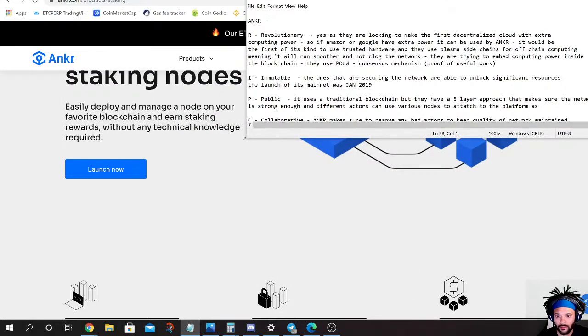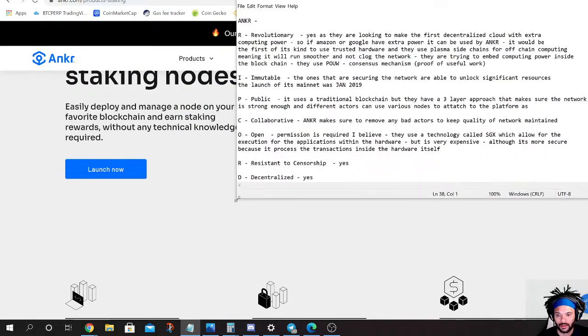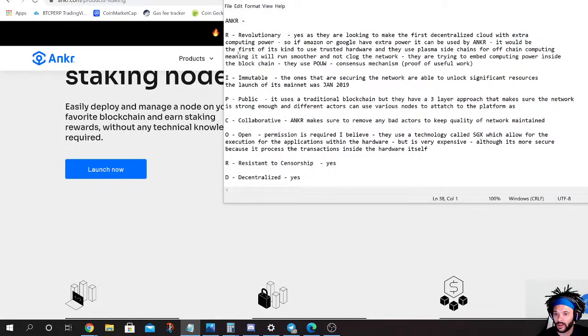Alright, so I have a little bit of my RIPCORD already filled out here. So ANKR, revolutionary, yes. They are looking to make the first decentralized cloud with extra computing power. So if Amazon or Google have extra power, it can be used by ANKR. Just like Uber, right? People had cars sitting around that were just sitting there. Those cars could be used, right? This is what ANKR is trying to do with extra internet cloud storage. If Amazon and Google and these other big platforms have a lot of extra storage that they're not using, ANKR wants to use some of that storage, and it wrote a protocol to do so.